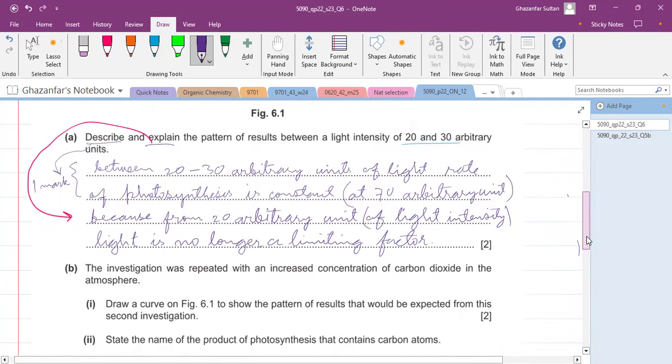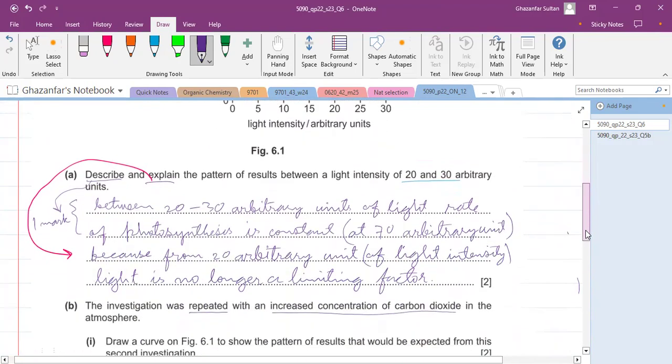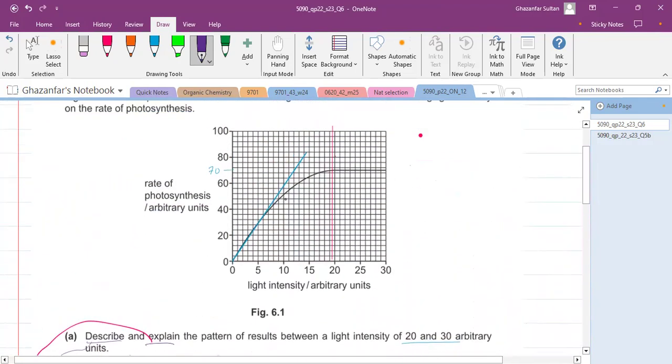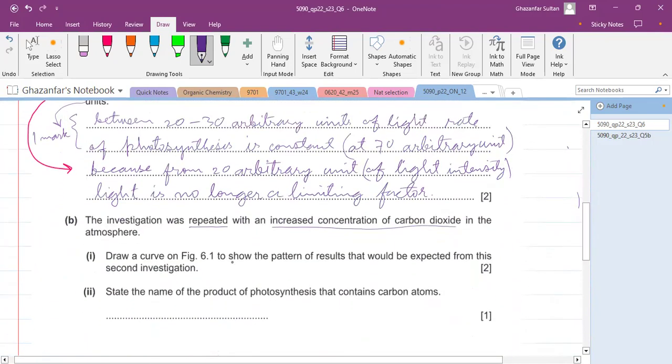Now, the second question: the investigation was repeated with an increased concentration of carbon dioxide. If they're saying that the experiment was repeated, it means they have used the same intensity of light, or the same intervals of light. They just have increased the concentration. If initially they started with a low concentration, then in the second experiment they just increase the concentration of carbon dioxide. So what to do? Draw a curve on 6.1 to show the pattern of result that would be expected from this second investigation.